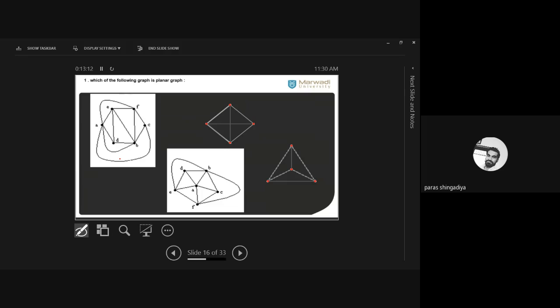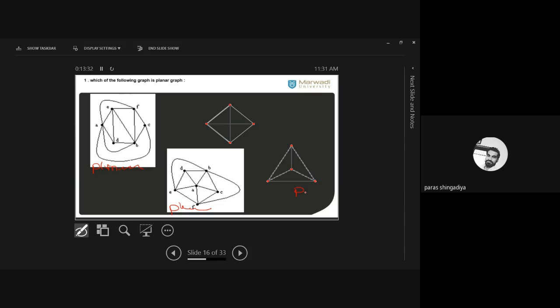So the first graph is clearly planar. There is no crossing between any two edges, so the answer is planar. It is a planar graph. Second, that is also planar. Clear? The number of vertices and number of edges are as shown. That is also a planar graph.